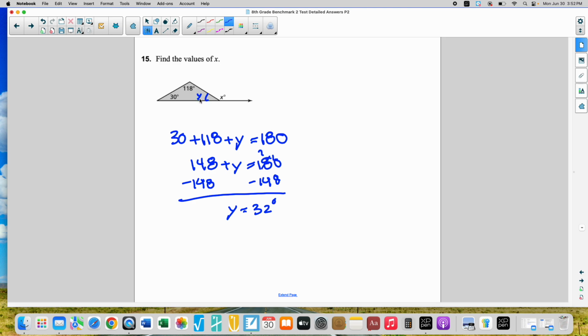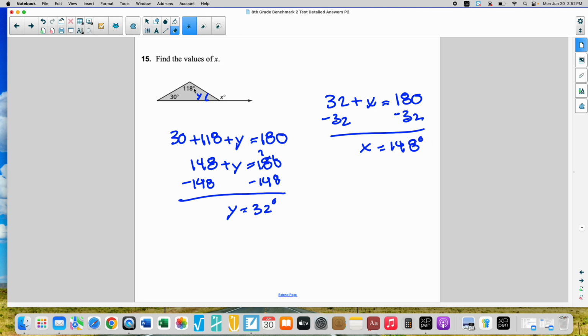32 degrees. So this angle is 32, and it's supplementary to x. So 32 plus x equals 180 degrees. Now, if we notice, hey, we had something equal to 180 degrees. If we subtract 32, we get x equals 148. What a weird, cool thing. That is a theorem: the exterior angle is always equal to the sum of the two opposite interior angles. So x is equal to the sum of 30 and 118.